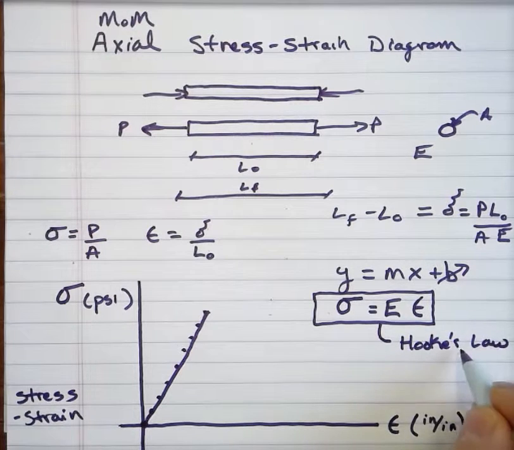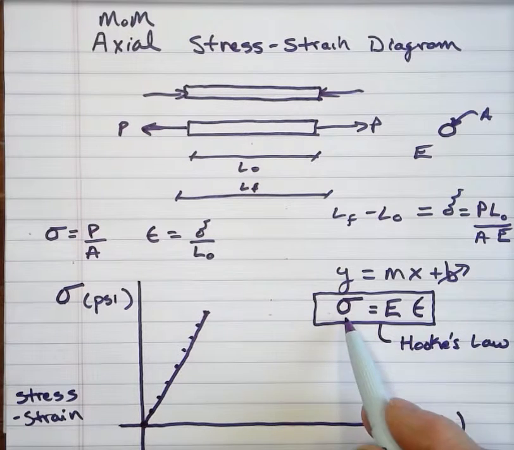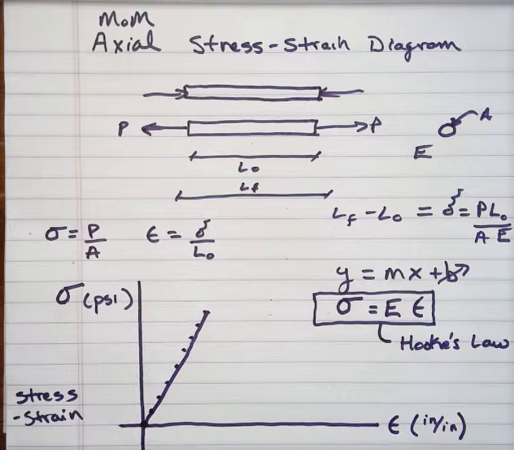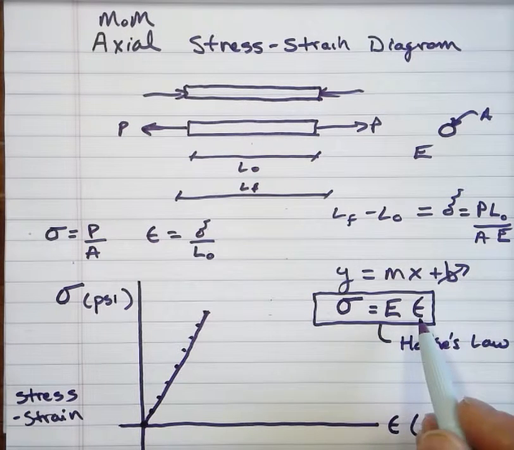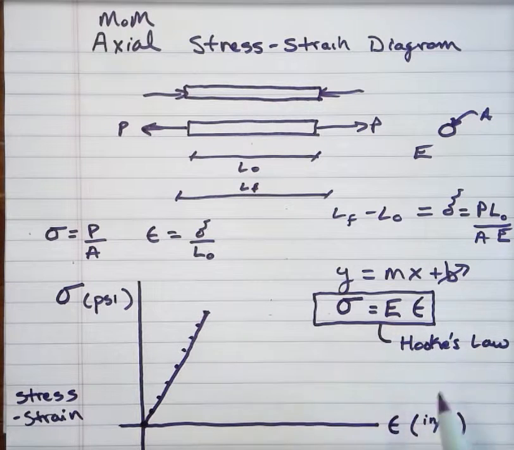You may remember Hooke's law from physics, where we used it in terms of a spring with the force and the elongation and the spring constant. Same equation. So the relationship is the more stress you get, the more strain you get, and the amount of strain you get is going to be dependent on what material it is.